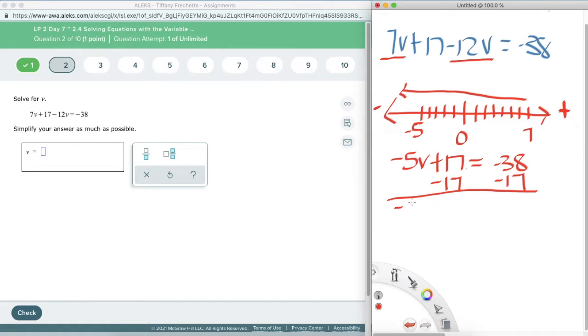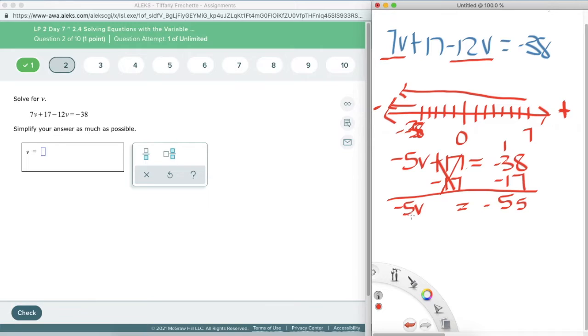So negative 5v, 17 minus 17 cancels out, and negative 38 minus 17. If I'm looking at a number line, I'm already at negative 38, and I'm going to go more negative. So that means I need to add these together and keep my negative sign. So I get 15, 3, 4, 5, so I get 55. Negative 55. Now, this is the simplification that we did on the last one. So this would be simplifying, or I think this would be the fourth step, because we had to also combine like terms here.